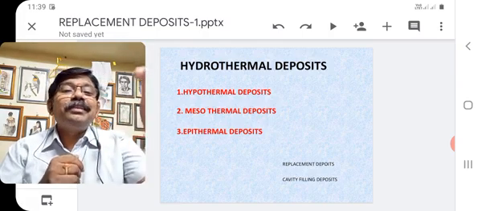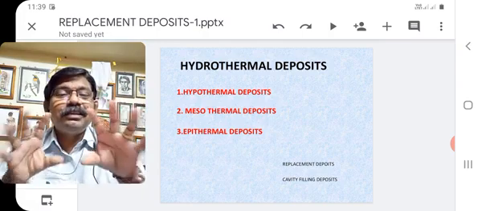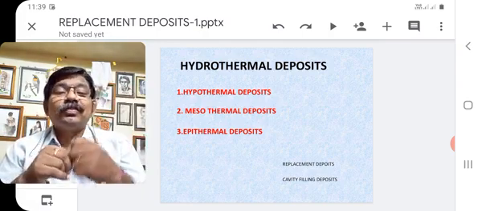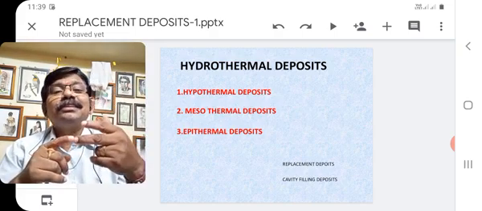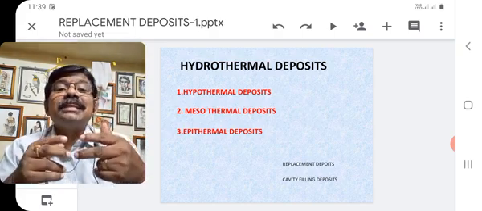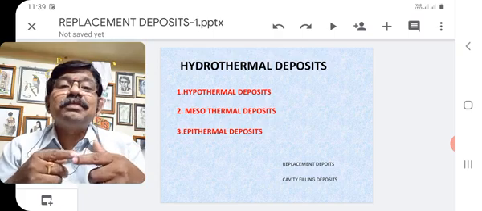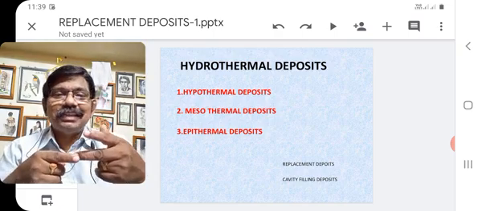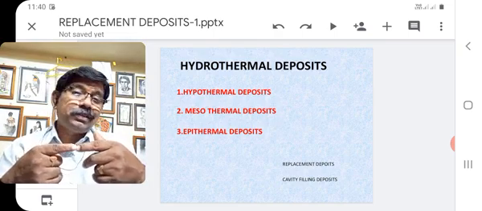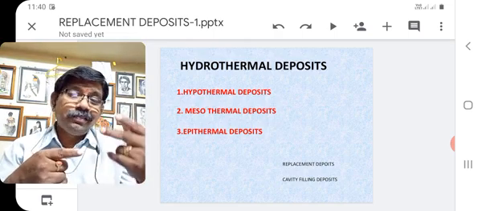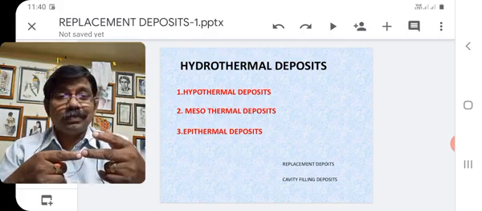Now we can divide them. These three will be divided into two types. One is the high temperature hydrothermal deposits, and the second one is the low temperature deposits. They are said to be the replacement deposits and cavity filling deposits. Replacement deposits are always high temperature deposits. Cavity filling deposits are always low temperature deposits.